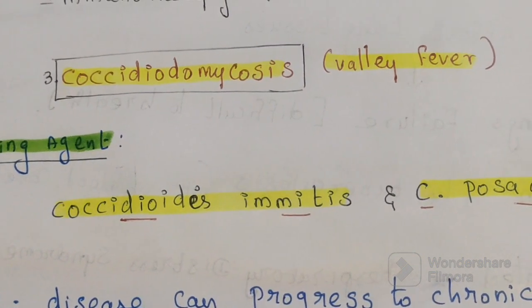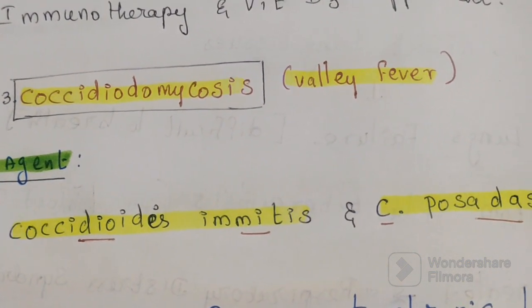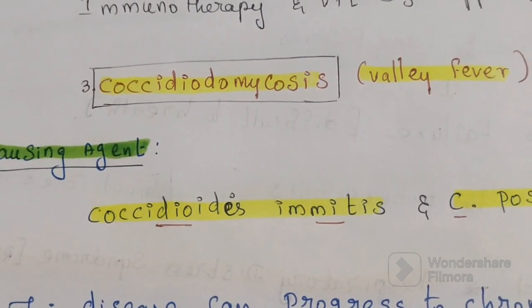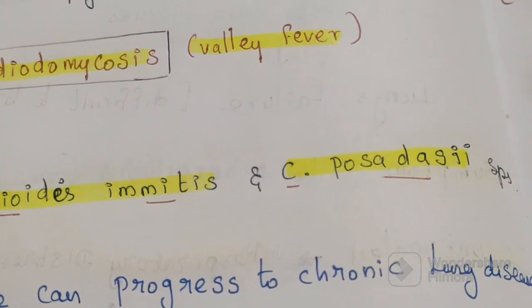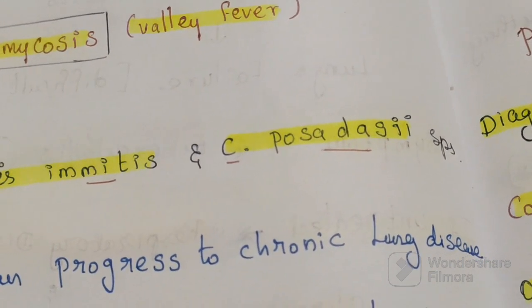So the third fungal disease, Coccidioidomycosis, is also called valley fever. The causing agent is Coccidioides species.